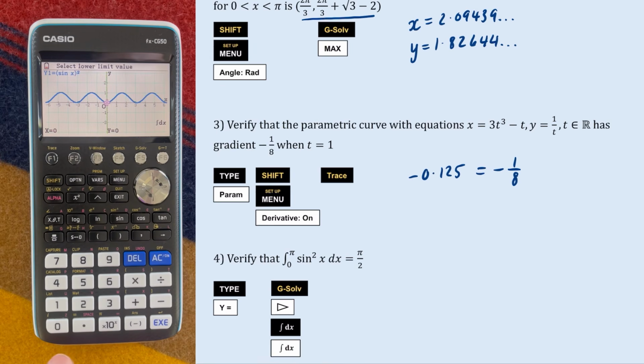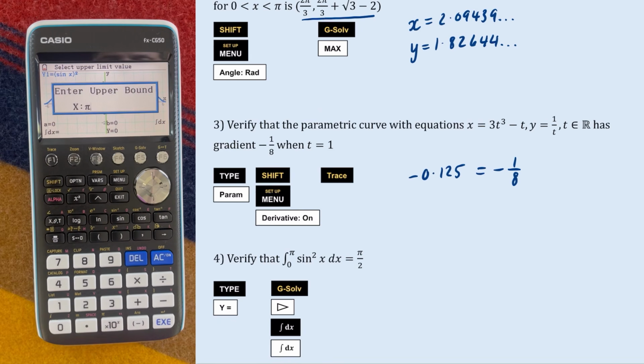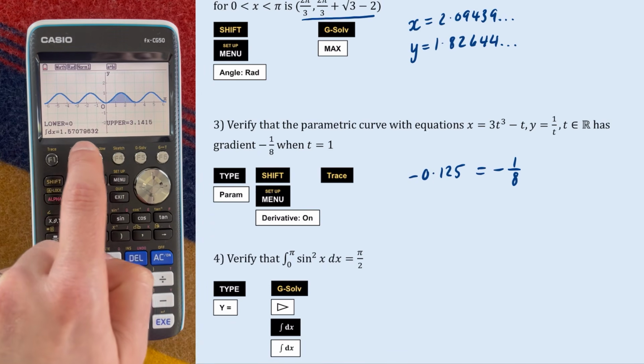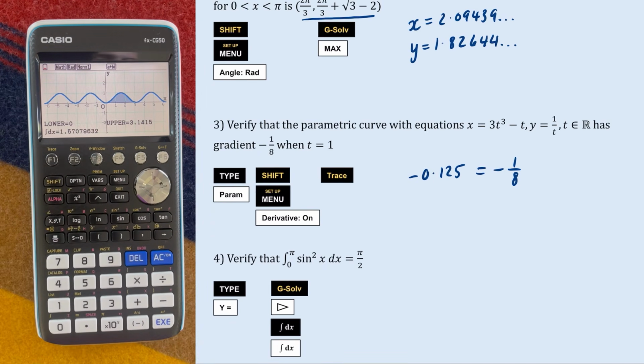And you can either set the limits by scrolling across and just pressing the execute button, or you can set your lower limit, which is 0, by just typing in 0, execute, and then you can type in your upper limit using pi, which is shift and then the standard form button. So I'm going to do shift and then pi, and then I'm going to execute that. It's going to find that area that we've got there, and it says that the integral is 1.5707.